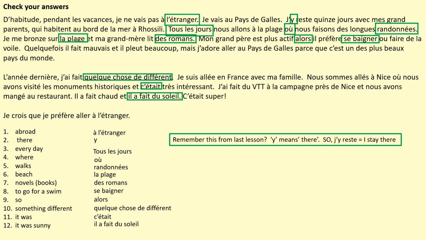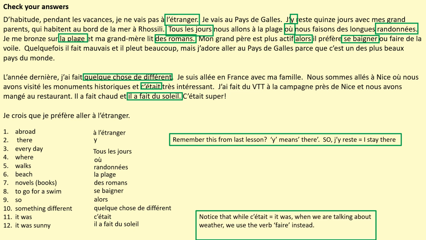Just take note, this little word we met it last lesson. Y means there, so j'y reste, I stay there. Also notice that while c'était meant it was to describe what something was like and give an opinion, when we're talking about the weather, we use the verb faire instead. We don't say c'était du soleil, we say il a fait du soleil. If you need a bit more time to check your answers, pause the video now.